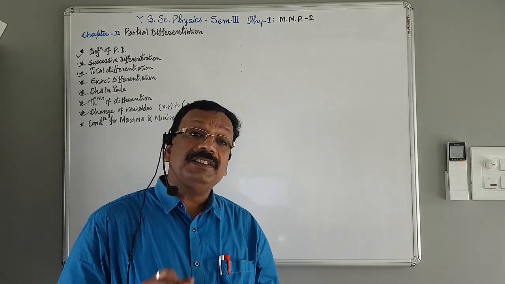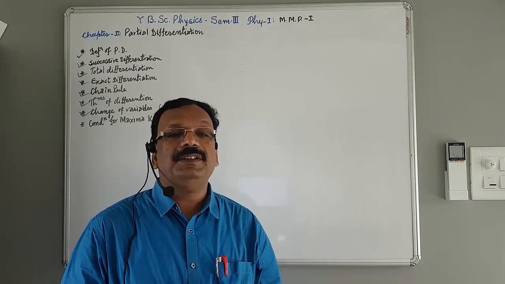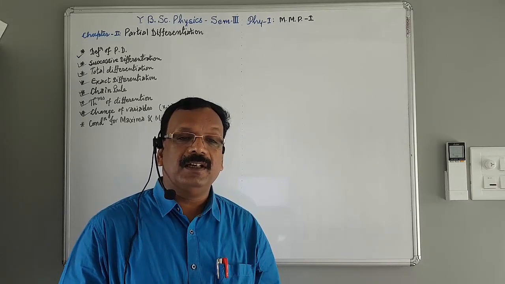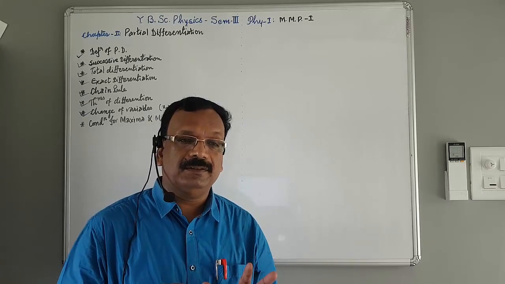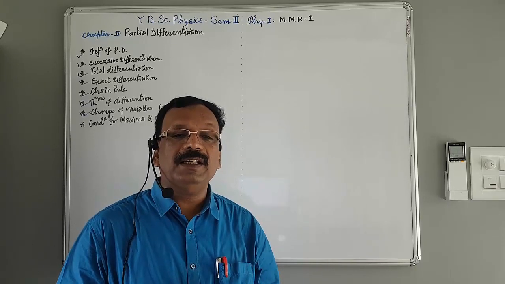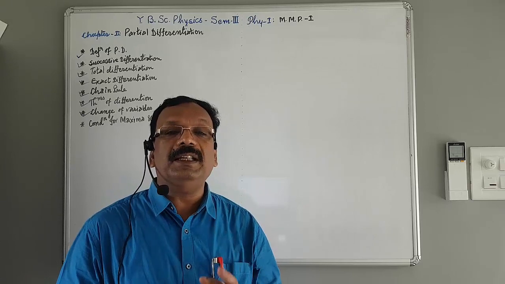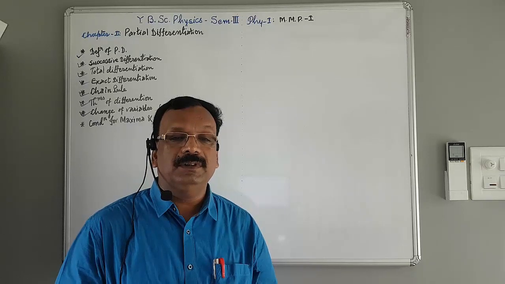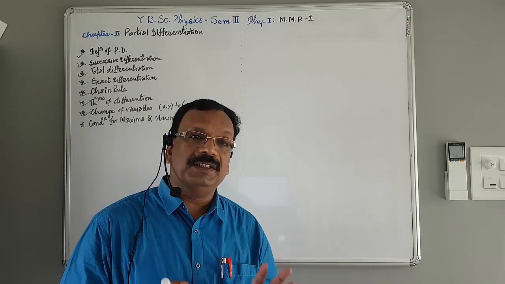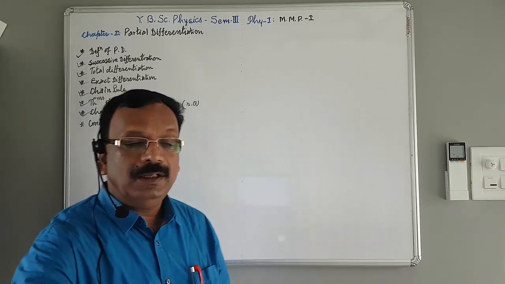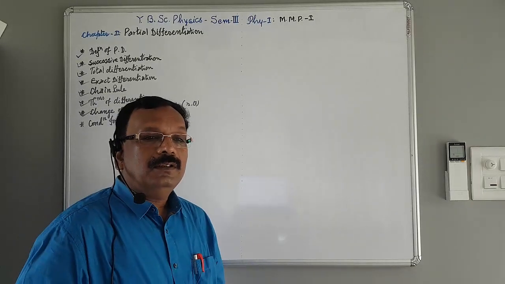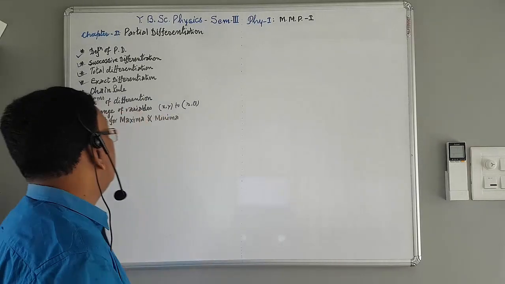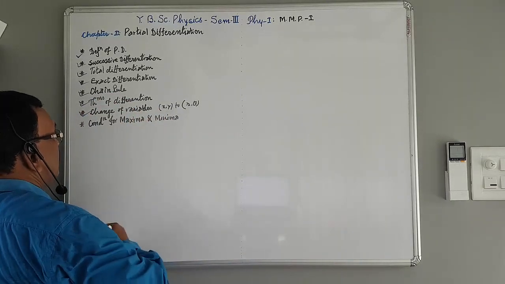Now what is a differential equation? The equation involving rates is called a differential equation. A differential equation containing two or more independent variables is called a partial differential equation. Okay. Now here we are going to see the definition of partial differentiation.